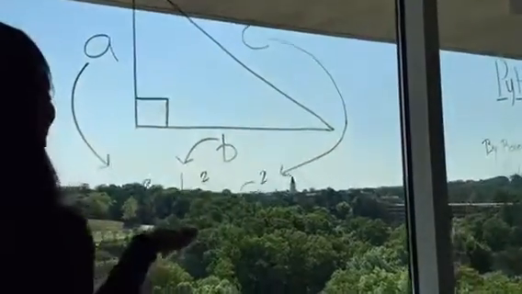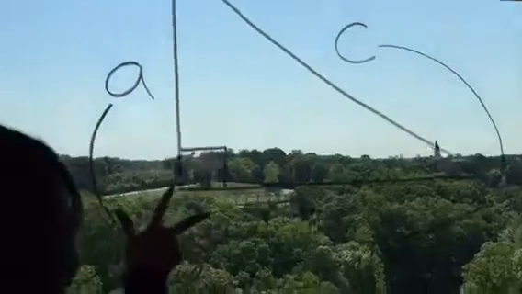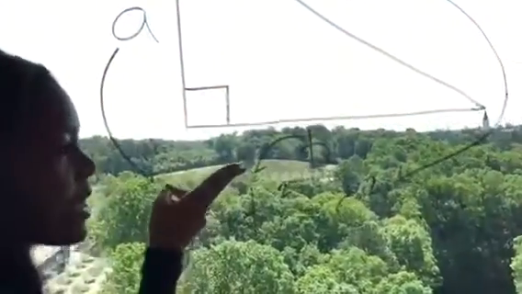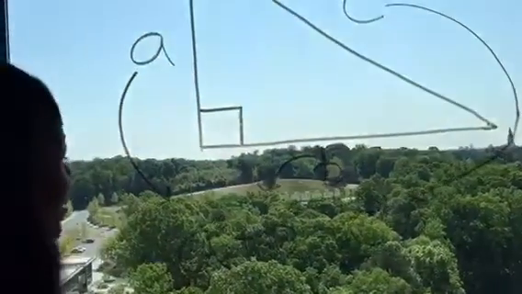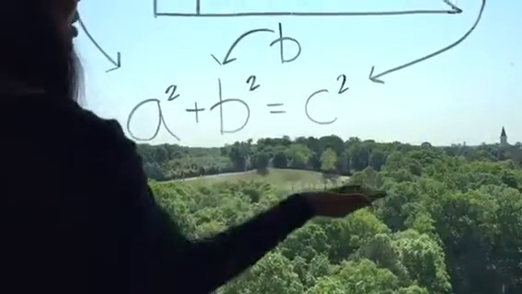Well, here's the right triangle, and C will always be the hypotenuse, and these two can alternate because they're two legs. So the formula is A squared plus B squared equals C squared.